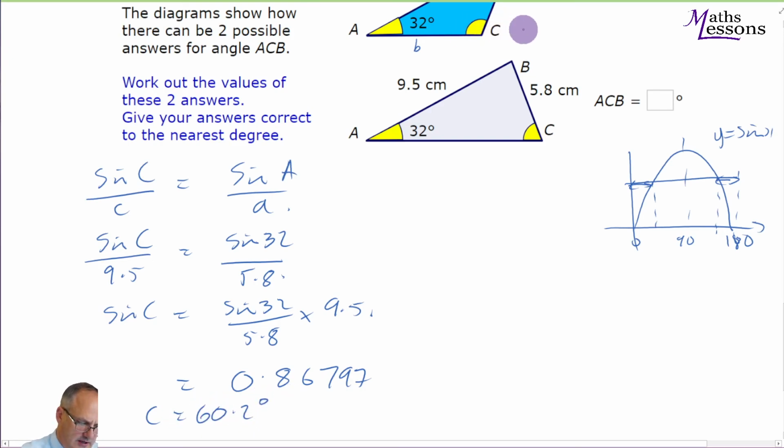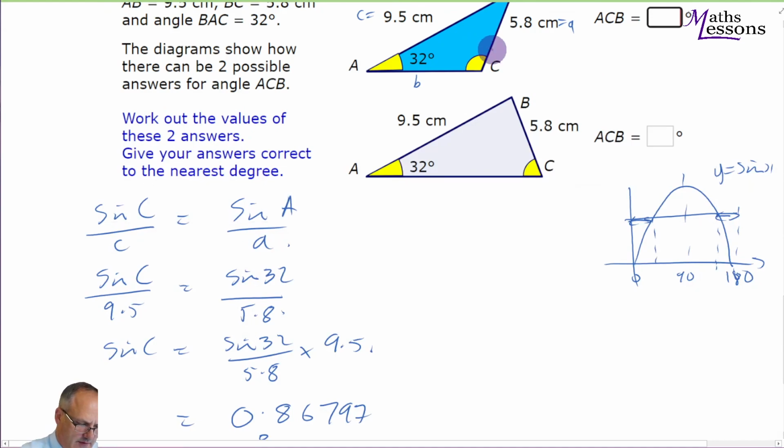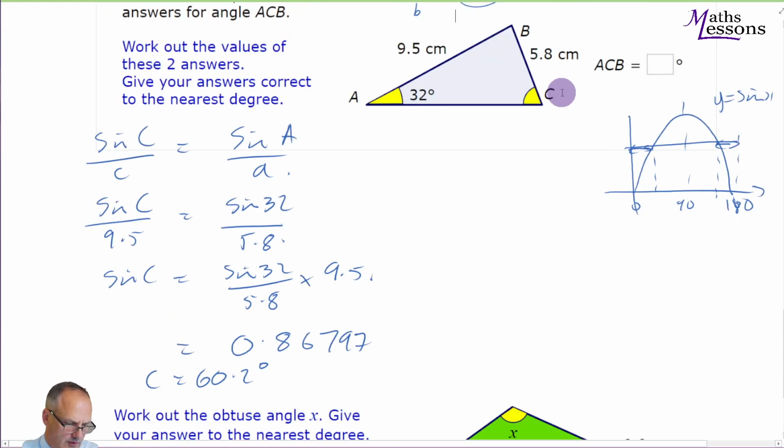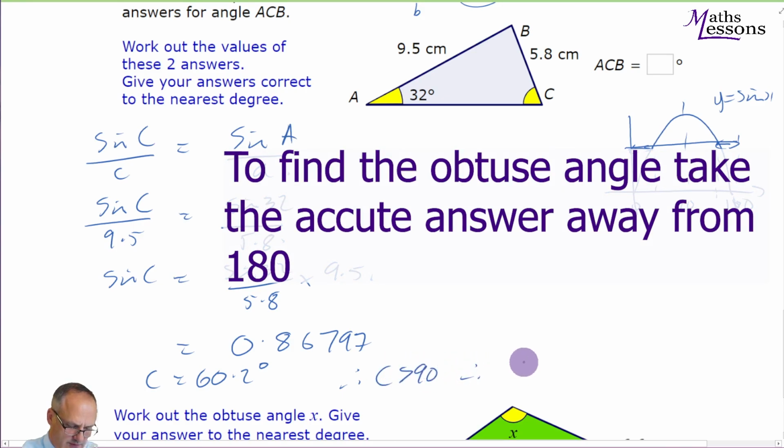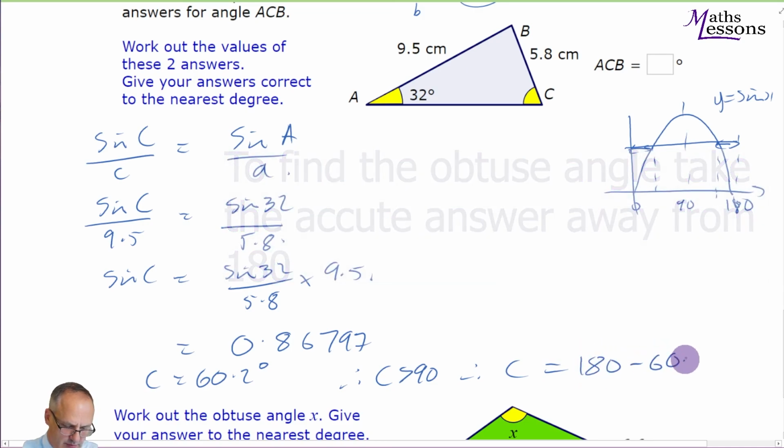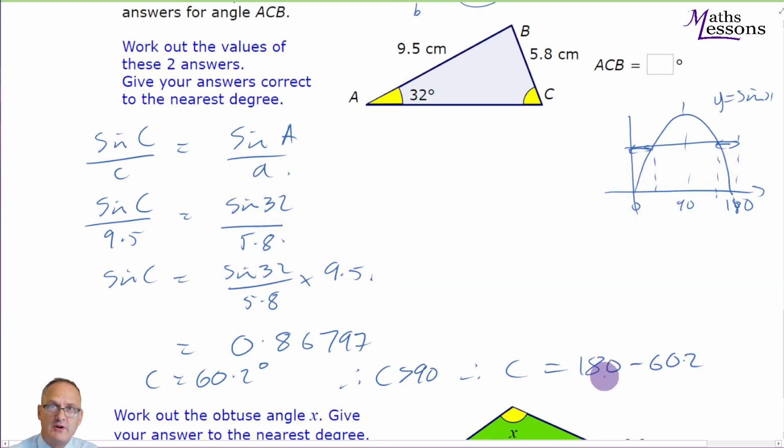But it's quite clear from our diagram that this angle is bigger than 90. So what value will that be? Well, actually C is greater than 90 degrees. Therefore, C will equal 180 minus 60.2. We just take our value away from 180 to find the obtuse angle, and that gives us 119.8 degrees for the obtuse angle.